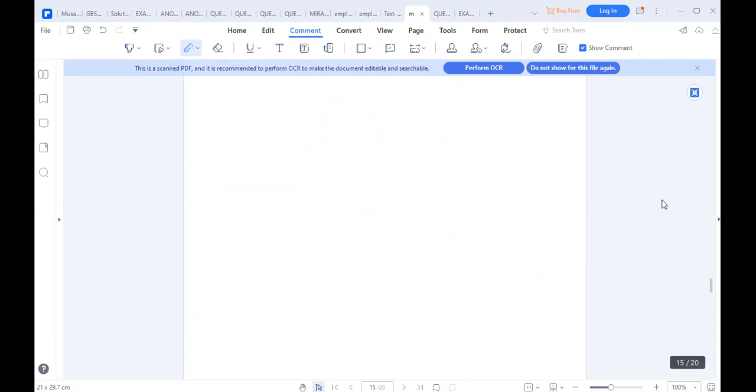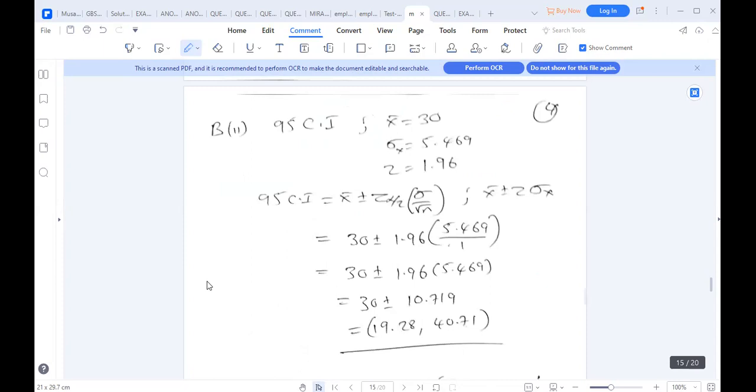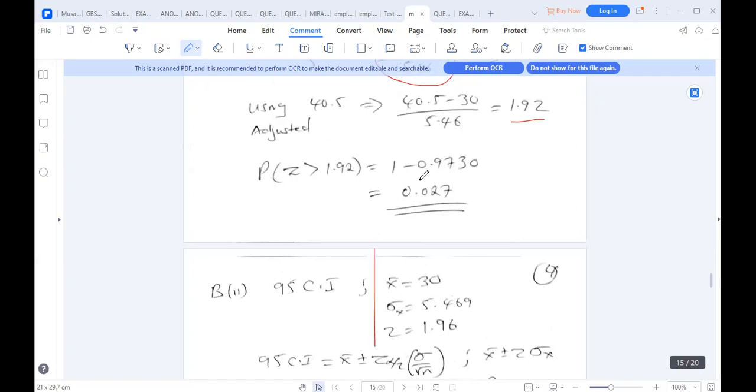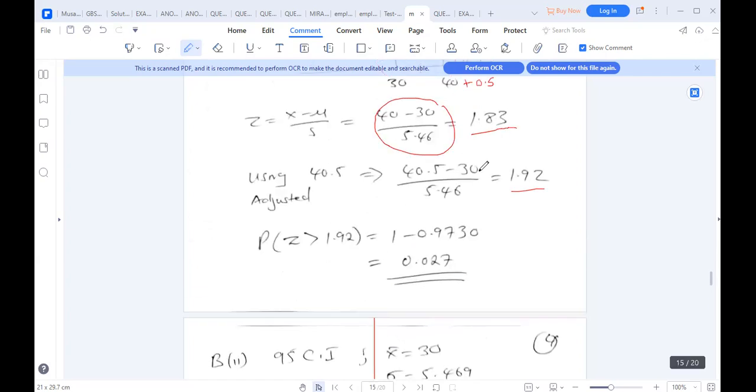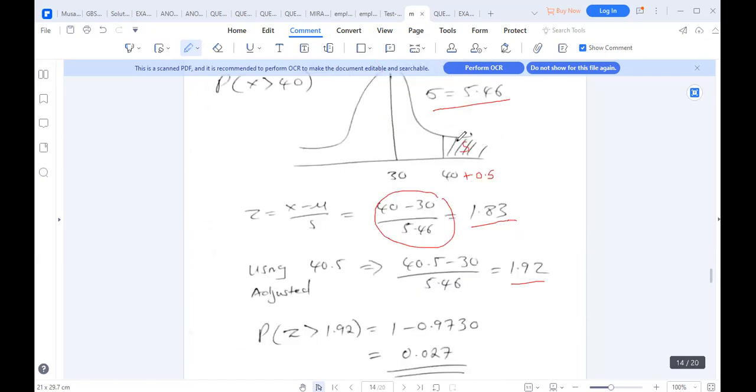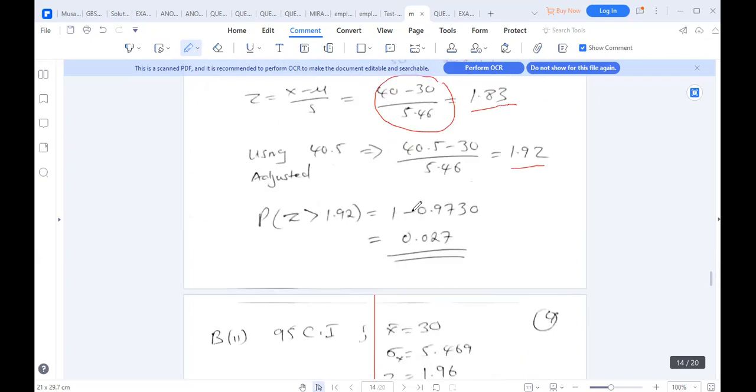So when you read this from the table, and the cumulative table is the one that he is using, you're going to find the value 1.92 under 0.9730. Remember, if the shading is small, you subtract from what? From 1. So 1 minus 0.9730, we're going to get 0.027. If you're using the non-cumulative table, you're going to find here at 1.92 is 0.4730. You subtract it from 0.5, you're still going to get the same figure, 0.027.